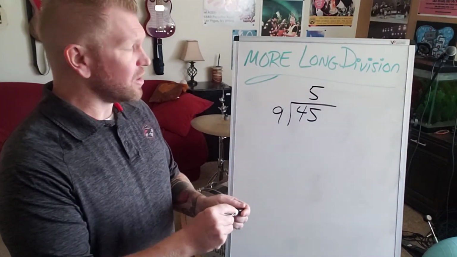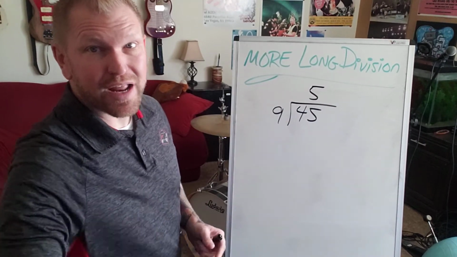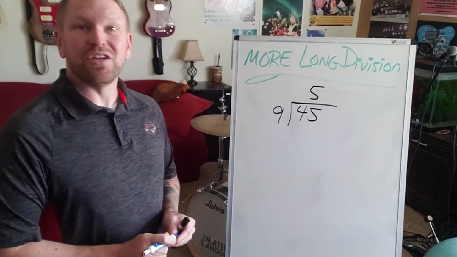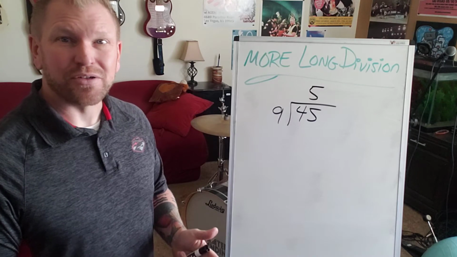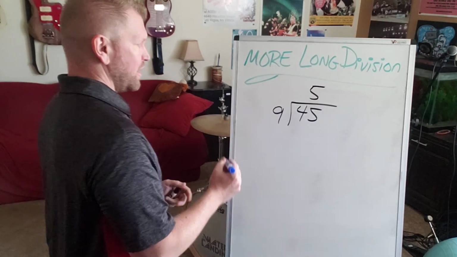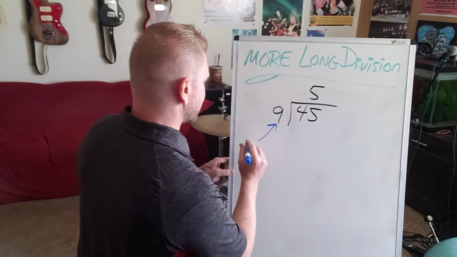Now, what are these numbers called? That's the vocabulary I want to discuss with you right now. One of these numbers is called the divisor. Which one do you think is called the divisor? If you guessed that 9 is the divisor, you are right.